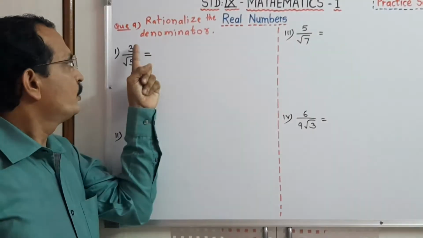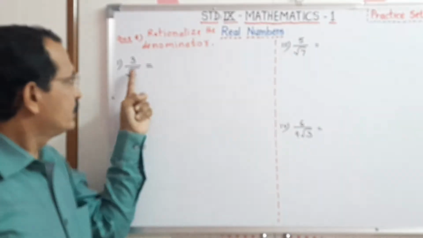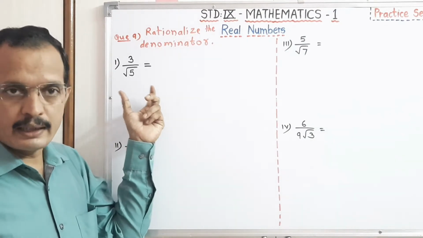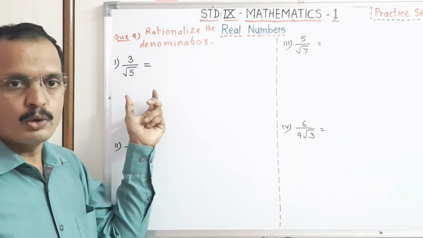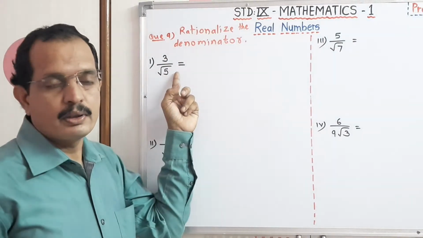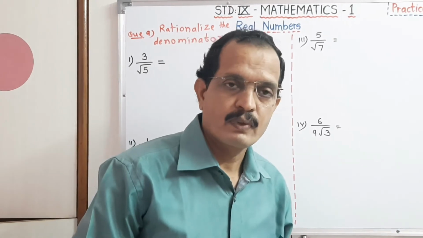Here 5 upon root 5. This root 5 is an irrational number and that denominator we have to convert into a rational number. Therefore it is called rationalization of the denominator.